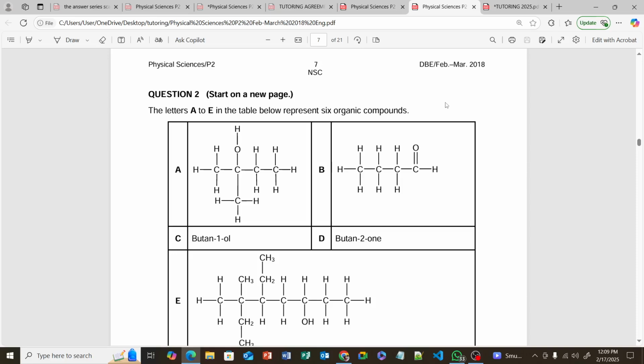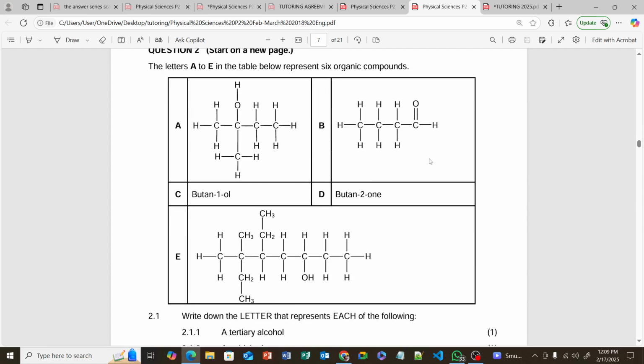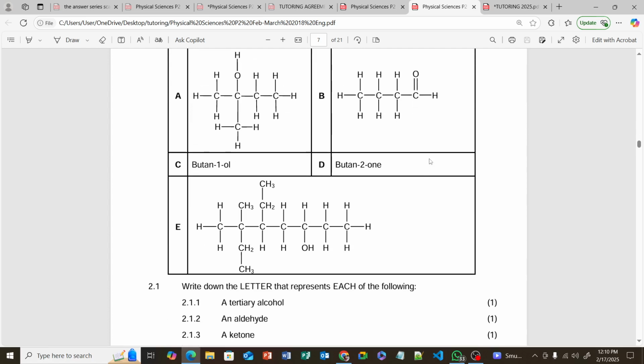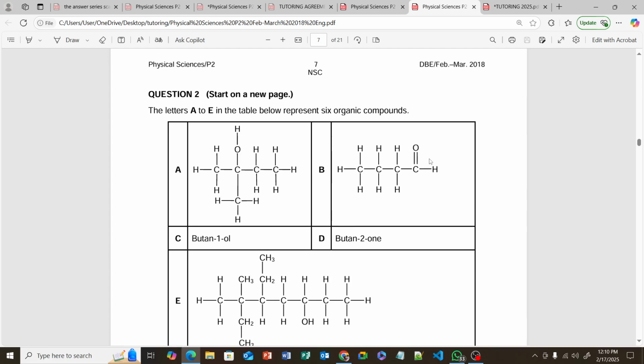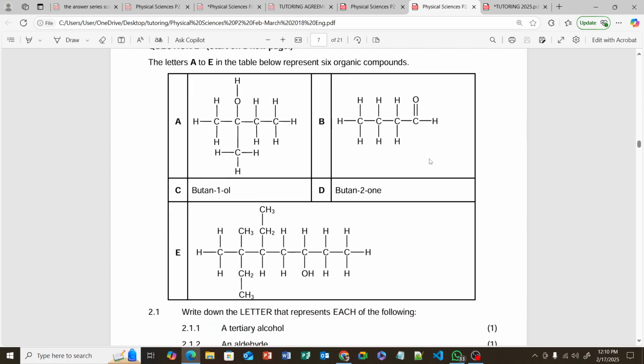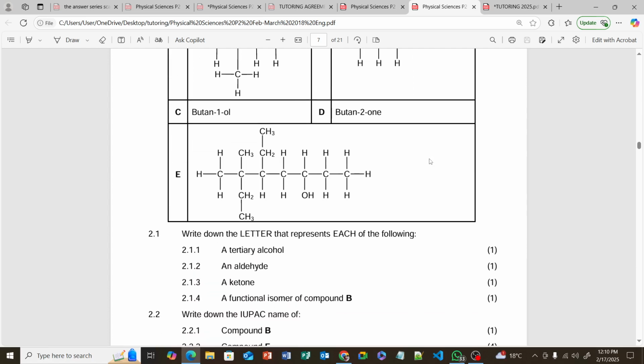Hi guys, today we are going to answer questions related to the organic chemistry topic. So this is the question paper written February March 2018. Now you have letters A to E in the table below that represent 6 organic compounds. You need to study the table to check for the organic compounds, then answer the questions that follow.